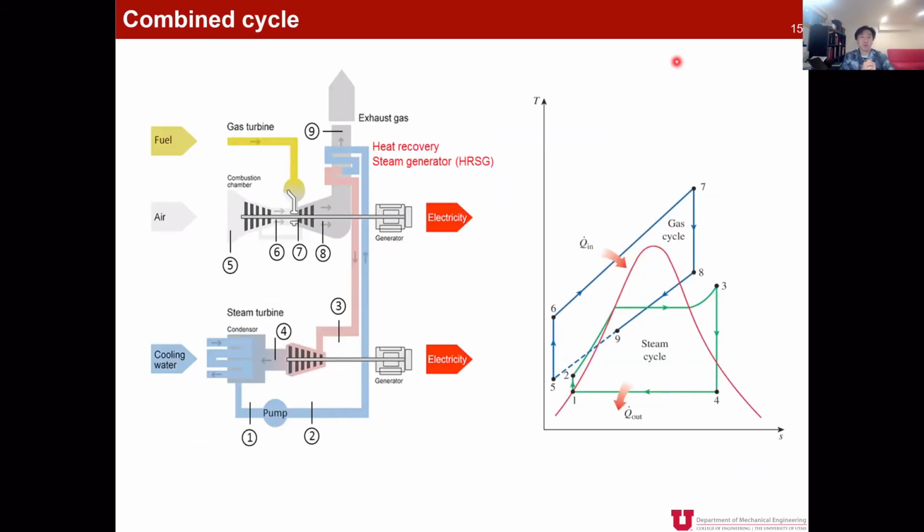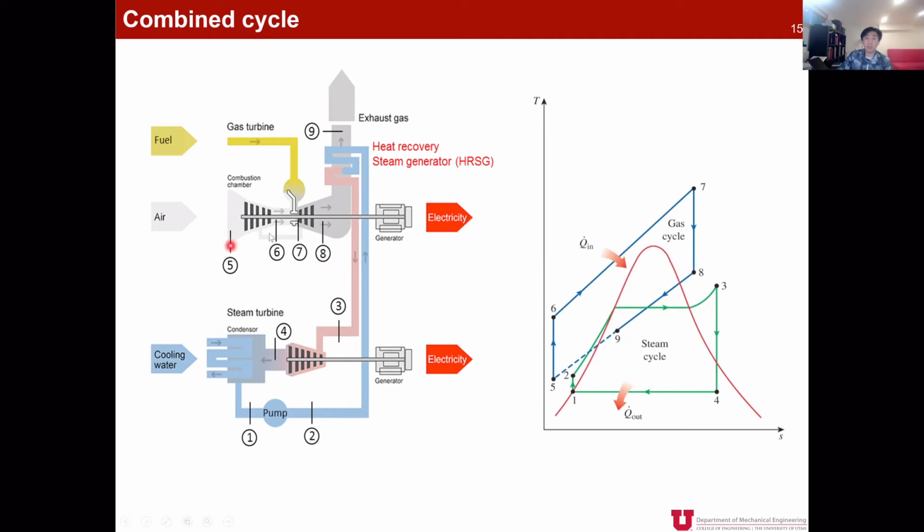Now, I hope that you understand how we can combine the gas turbine, or in general a gas power cycle, with a steam power plant, or Rankine cycle. Then let's take a look at the right-hand side, the TS diagram, to better understand how we can combine them in terms of cycle analysis. Again, I'm going to use the indexes 1, 2, 3, and 4 for the Rankine cycle, and 5, 6, 7, 8 for the gas turbine or the Brayton cycle.